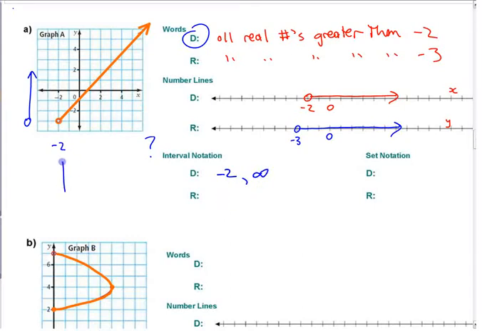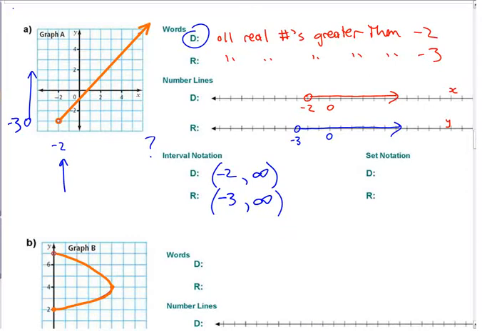It doesn't include -2, so you put a round bracket. It can never include infinity. You can't get to infinity, so you put a round bracket. For the range, it starts at -3, so you put a -3. It goes up to infinity as well, and you put round brackets. Round brackets saying it doesn't include those points.